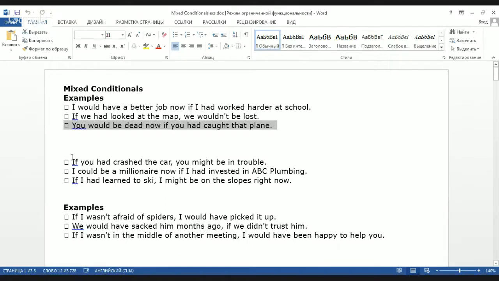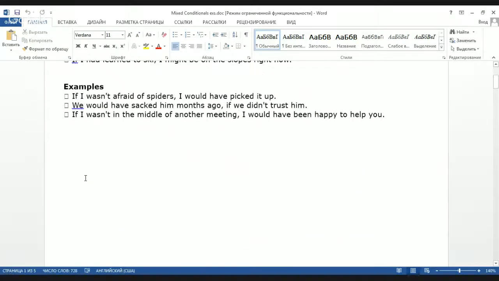Next three examples we will skip a little bit. We will need them a little bit later. Let's look at three more examples. If I wasn't afraid of spiders in general, I would have picked it up. Well, I'm not sure. We would have sacked him months ago. It means that we would have fired him months ago if we didn't trust him. Quite a trusty person. If I wasn't in the middle of another meeting in the present, I would have been happy to help you in the past. Now let's look at our examples. I will pick just two of them and we will discuss mixed conditionals.